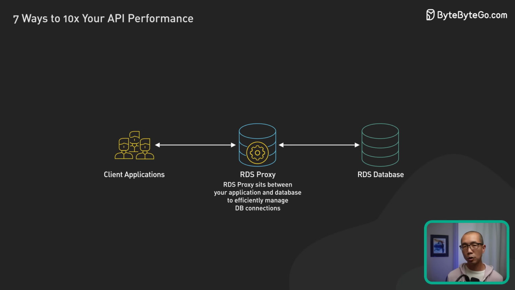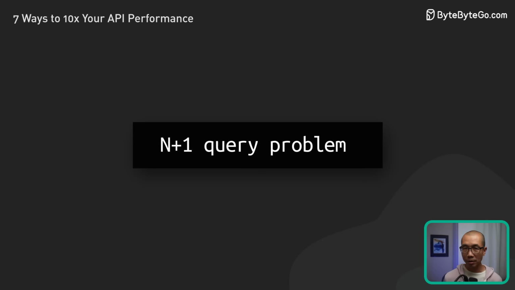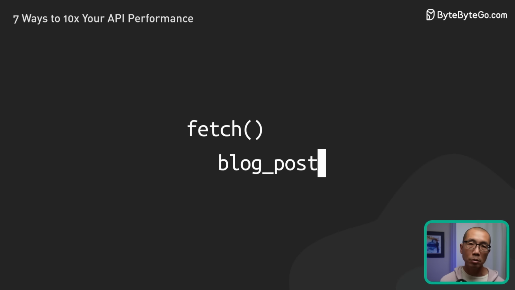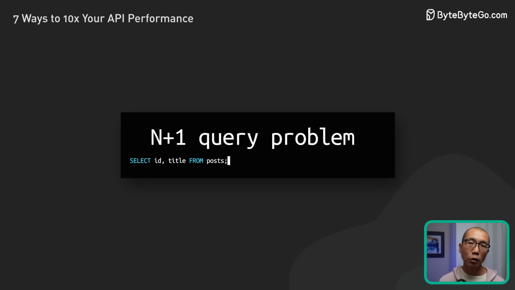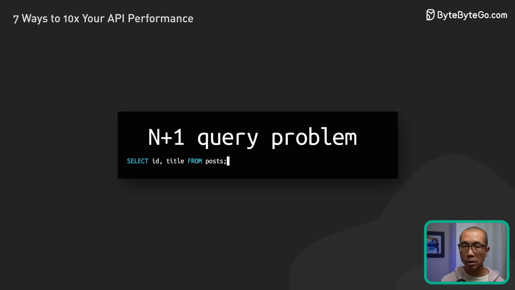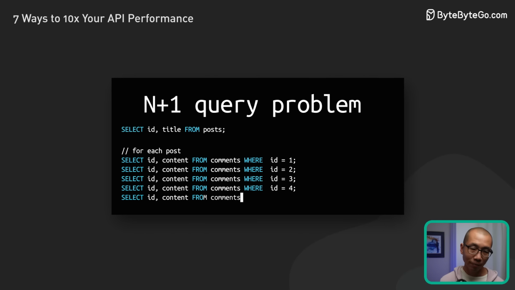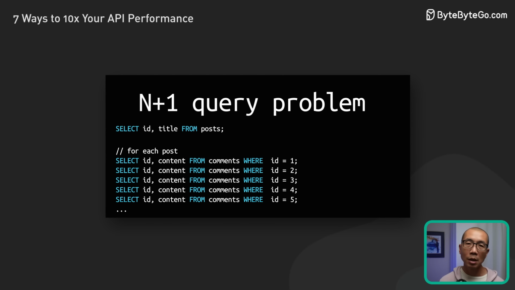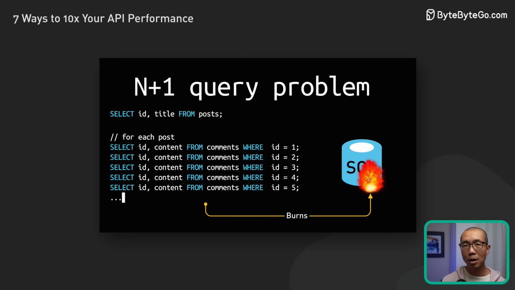Closely related to database performance, our third tip is to avoid N+1 query problems. For example, let's say you are building an API endpoint to fetch blog posts and their comments. An N+1 problem will occur if you first made a query to fetch the posts, and then for each post, you made another query to fetch its comments. Now, if you have n posts, this will result in one query for the posts plus n queries for the comments, hence the term N+1 problem.